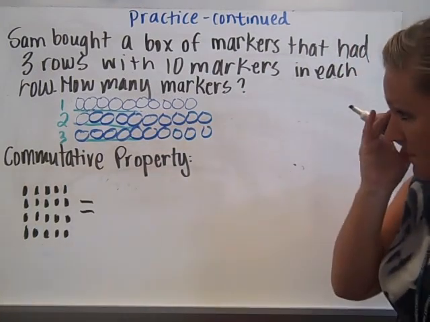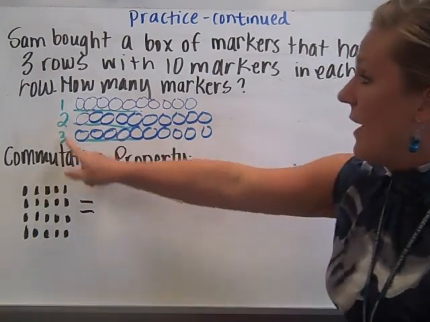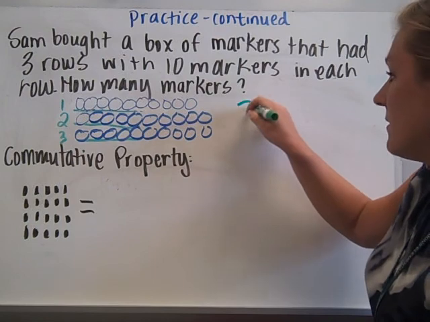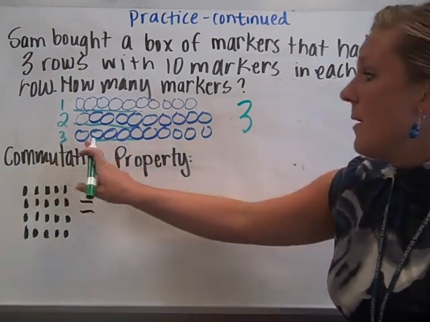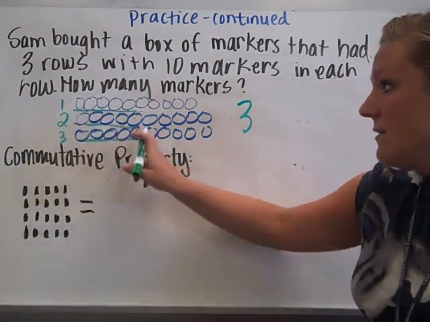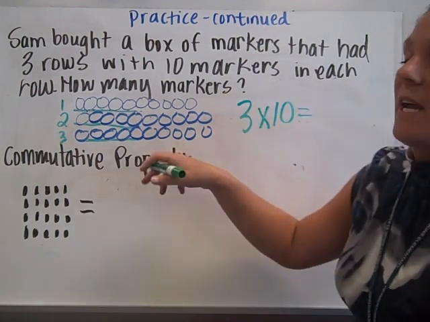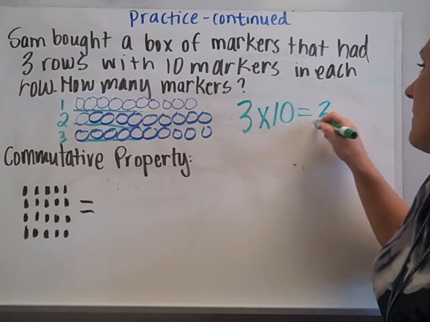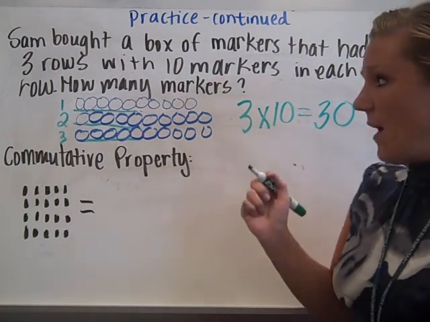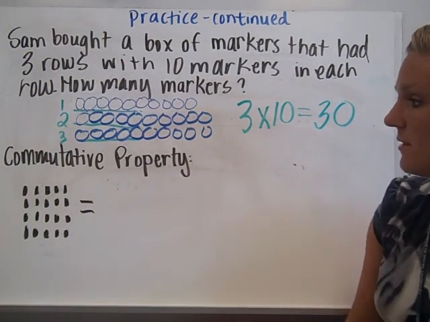All right. So now I have my 3 rows. Remember, that comes first, then my columns, and I'm going to have 10 columns. So 3 times 10, and if I count all of these, I would get 30. Okay, so 30 markers is what Sam bought.